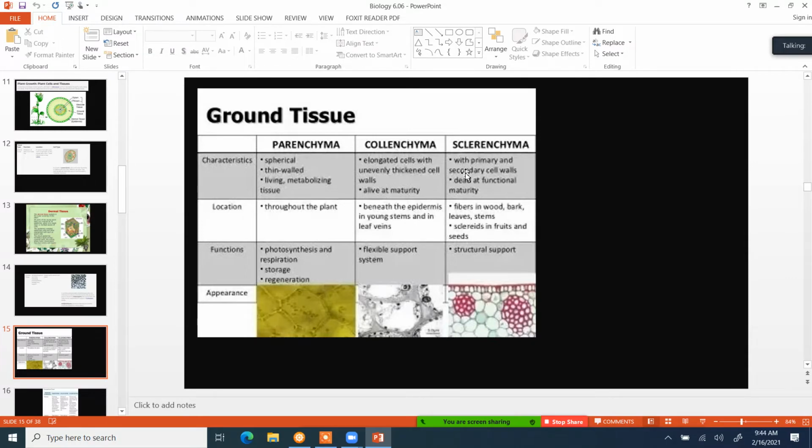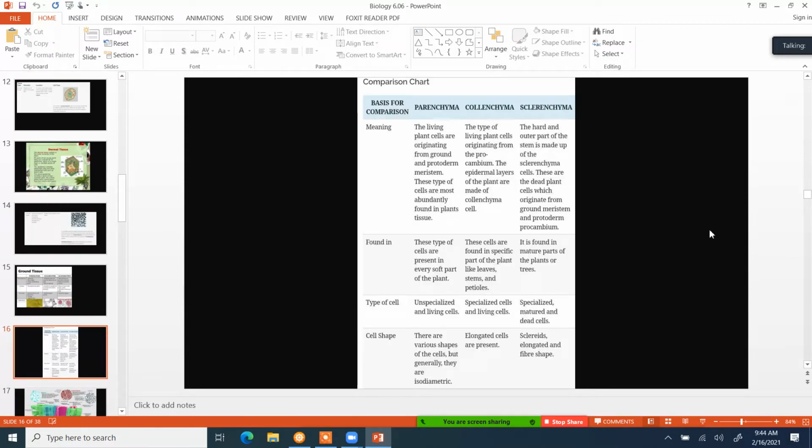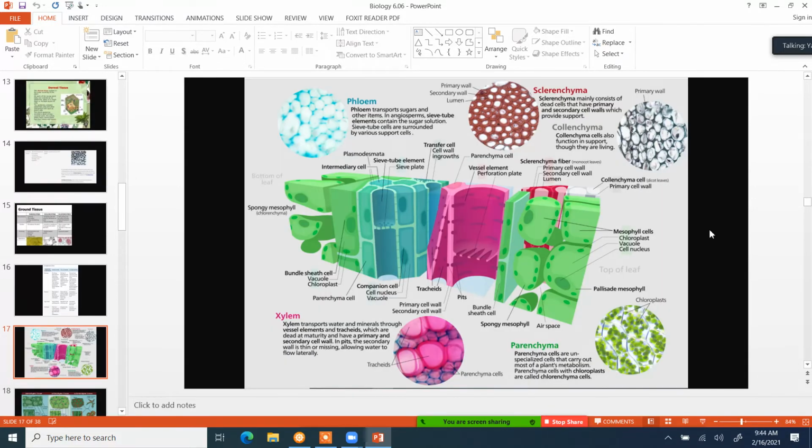All right. So collenchyma cells are still alive and they're flexible. Sclerenchyma cells are dead, and they're not flexible. I think this slide says the same kind of thing. This shows a couple of pictures.